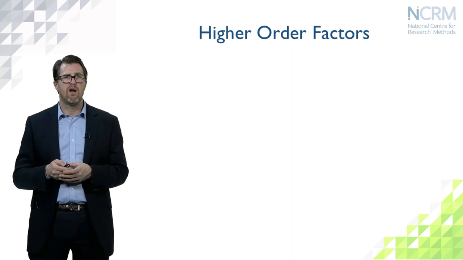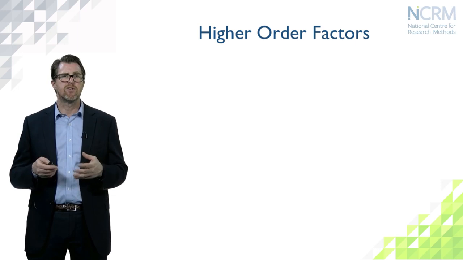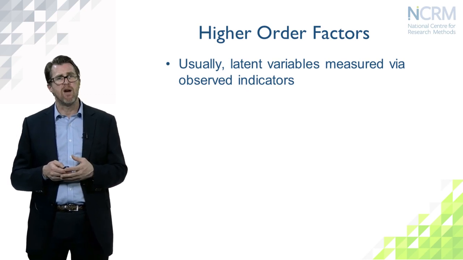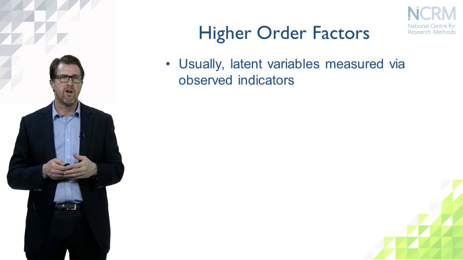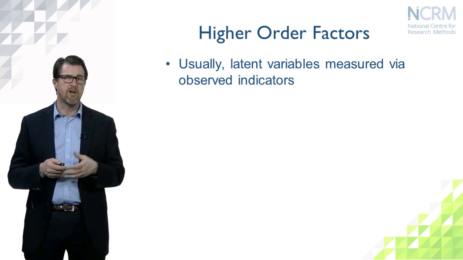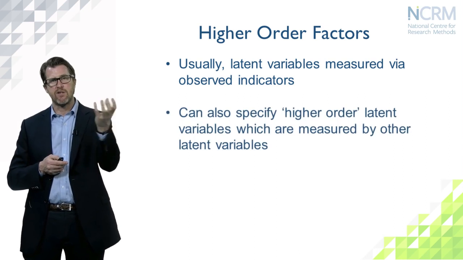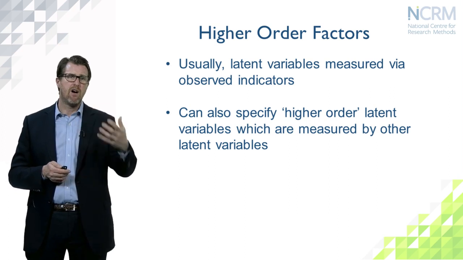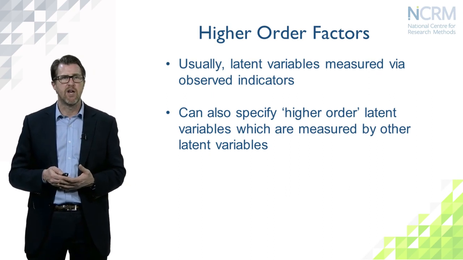Lastly, I'm going to talk about a kind of confirmatory factor model where the latent variables are not measured by observed indicators, but are themselves measured by latent variables. So we have a sort of hierarchical structure where a first set of latent variables are measured using observed indicators. We have to have observed indicators at some point in the model, but once that first set of latent variables are measured, then a higher order factor can be added, which is a function of the first stage latent variables.